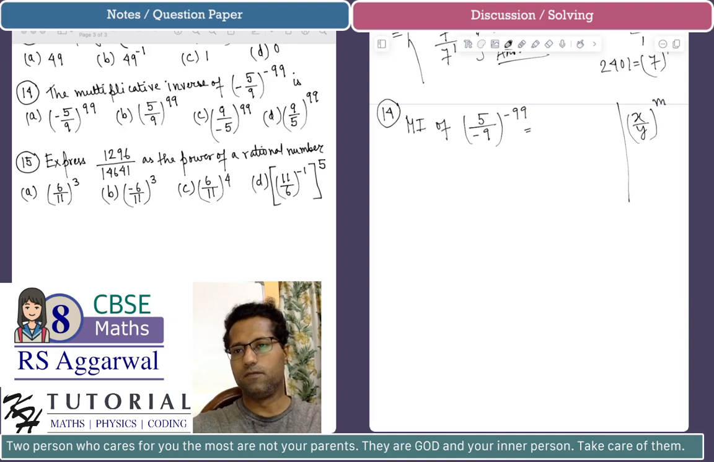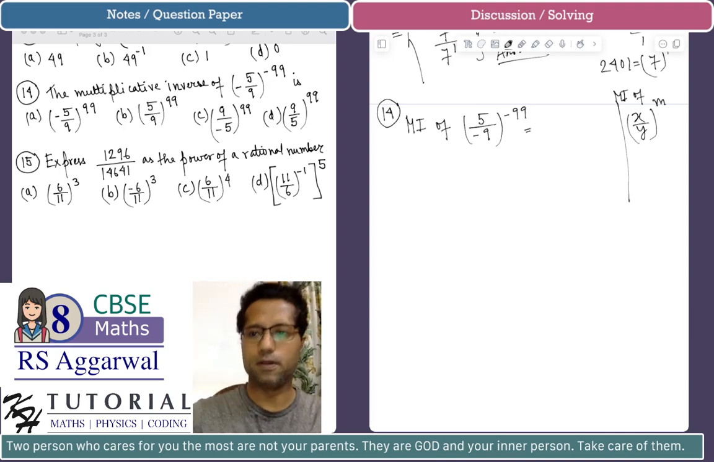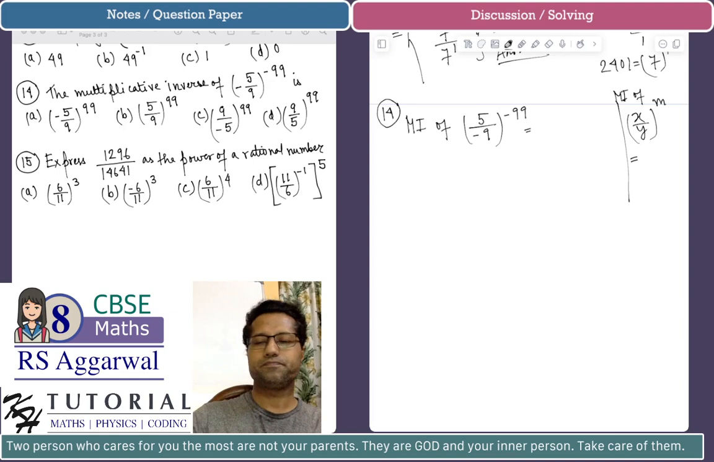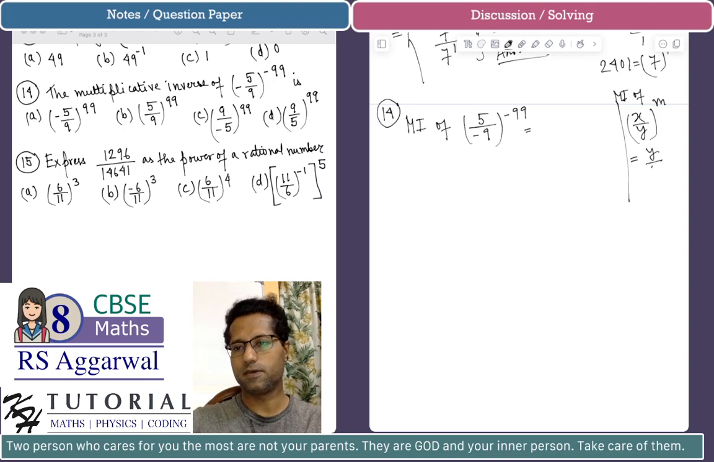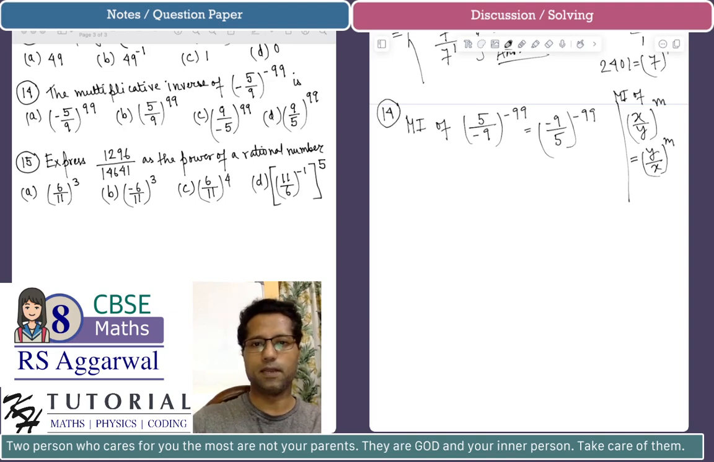The multiplicative inverse of x by y whole raised to the power m is nothing but the reciprocal of the base, that is x by y. You interchange the numerator and the denominator, so it will be y by x whole raised to the power m. So in this case it will be minus 9 by 5 whole raised to the power minus 99.